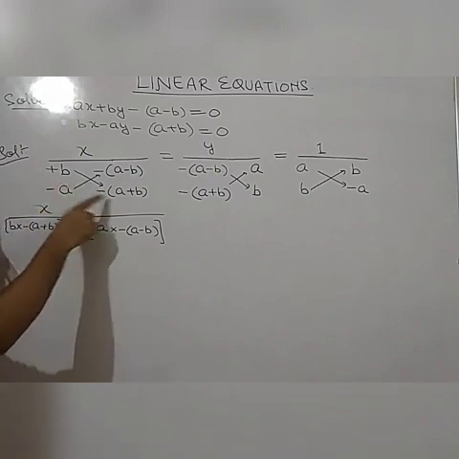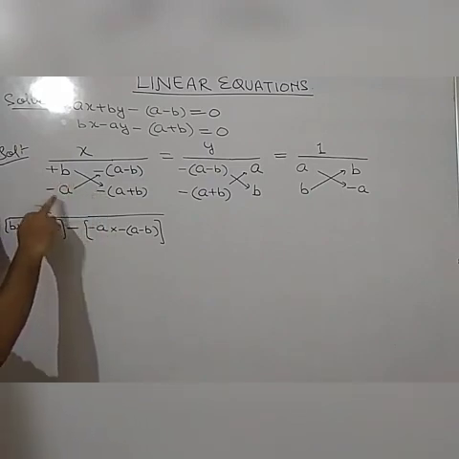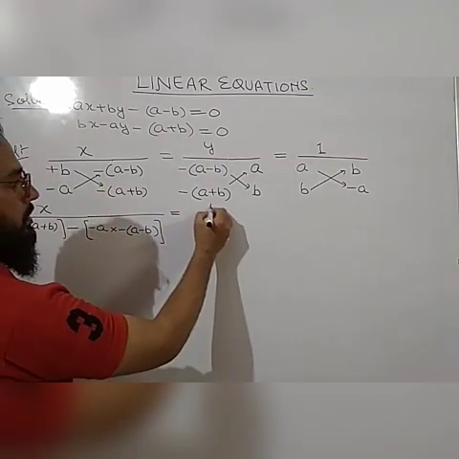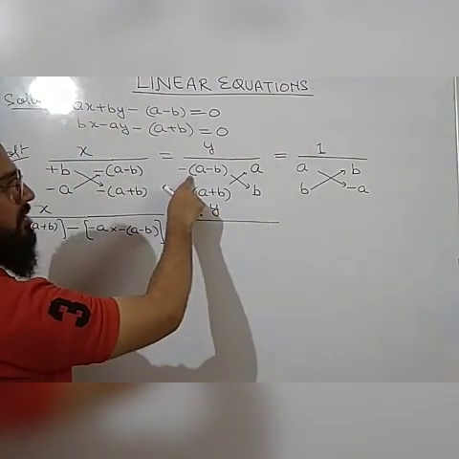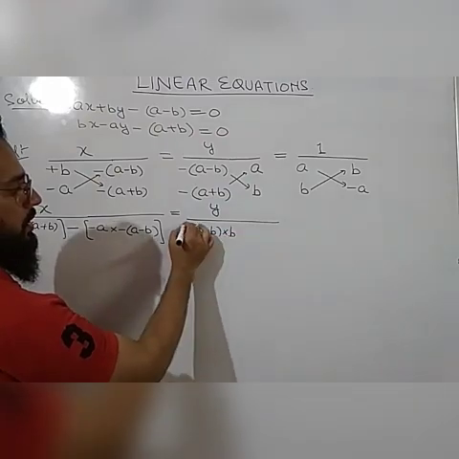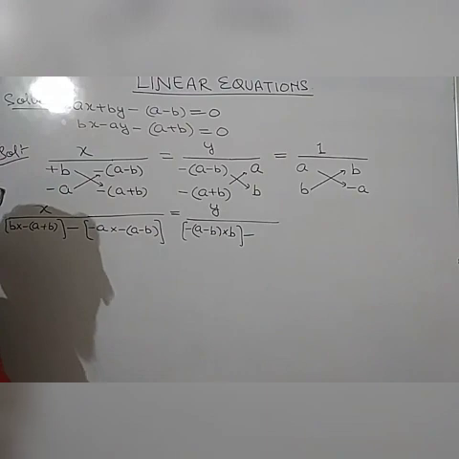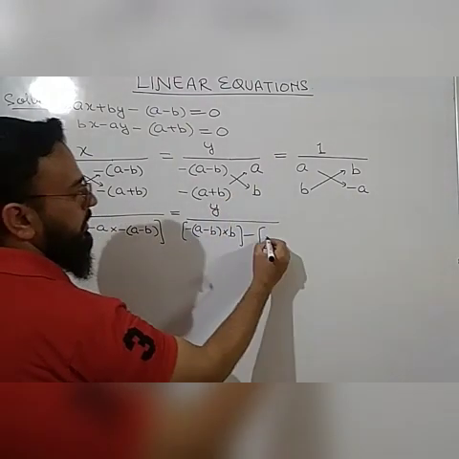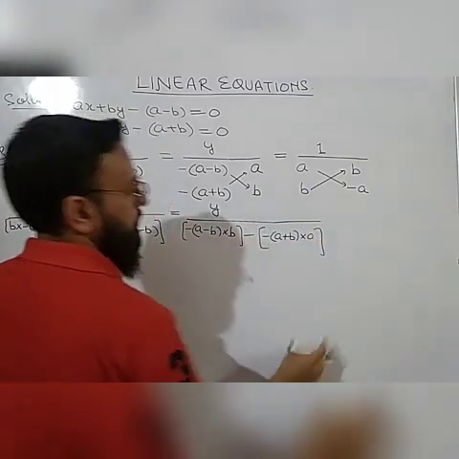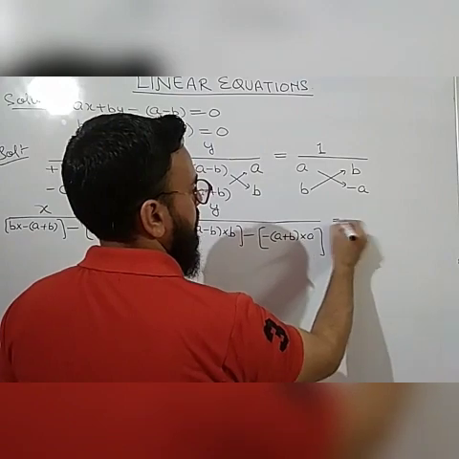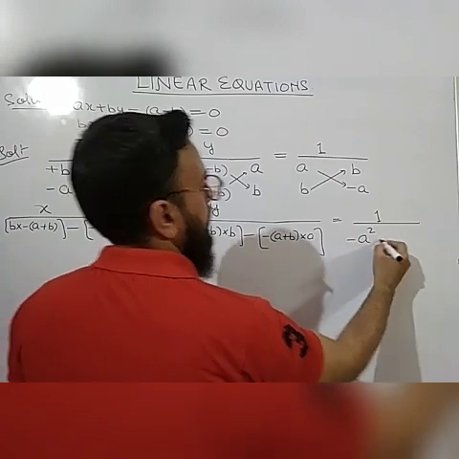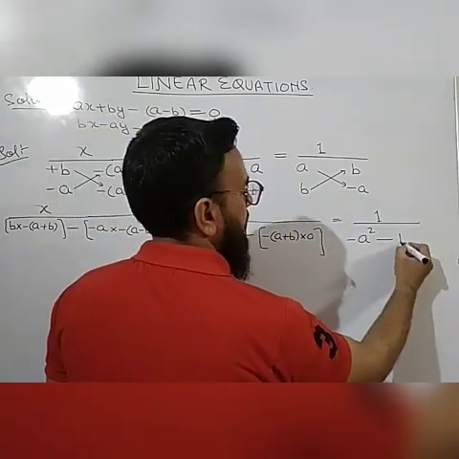Okay, this b into minus (a plus b), then minus sign in bracket, minus a into minus a minus b is equal to y upon this minus (a minus b) into b, minus (a minus b) into b in one bracket, then minus sign of the method, and then another bracket, it is minus (a plus b) into a. It is equal to 1 upon a into minus a. It will be minus a square, then minus sign, b into b will be b square.